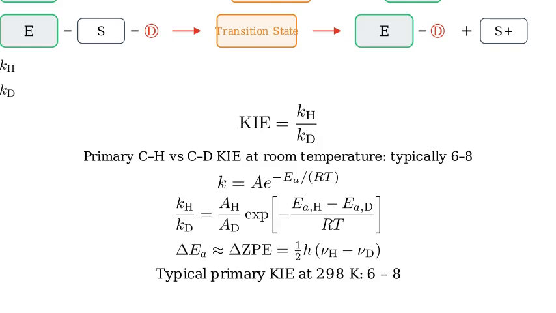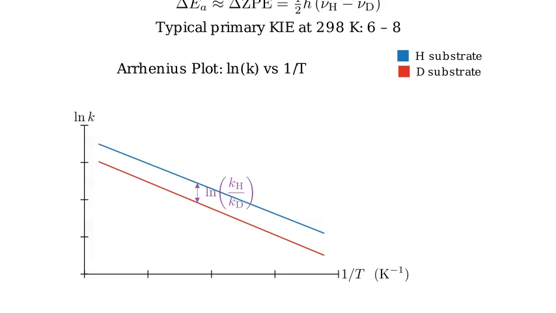Graphically, an Arrhenius plot is extremely clear. On the vertical axis, we plot the natural log of k, and on the horizontal axis, 1 over T in per Kelvin. The vertical gap between the hydrogen line and the deuterium line at a fixed temperature equals the natural log of the kinetic isotope effect. The slopes are negative Ea over R, so the deuterium line is slightly steeper, reflecting a larger effective barrier.